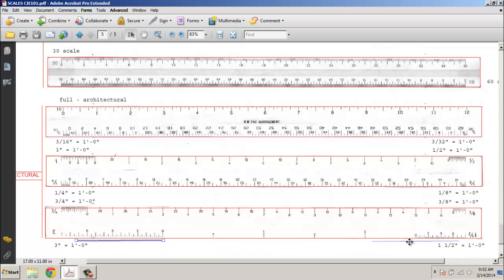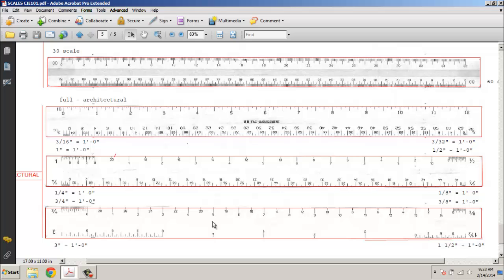We'll move it down here to the other one. You see this one actually does require a foot. So this distance from here to here is 1.5 inches. So this would be 1 foot, 3, 6, 8. 1 foot 8.5 inches would be that line. Architectural scales are always written this way.